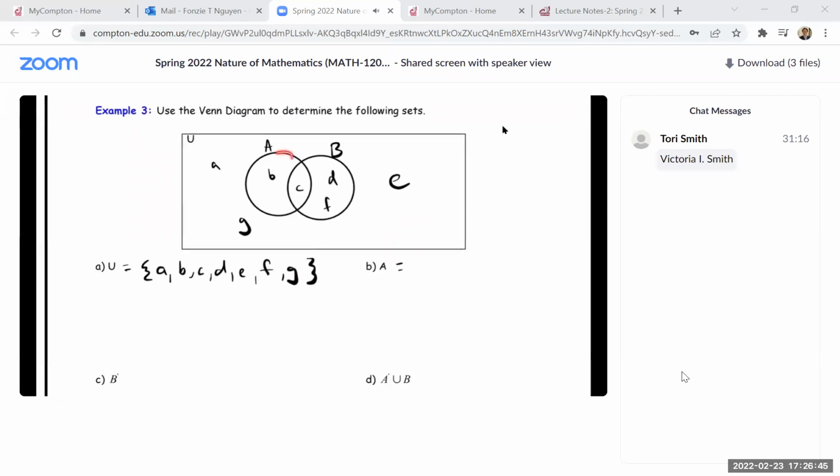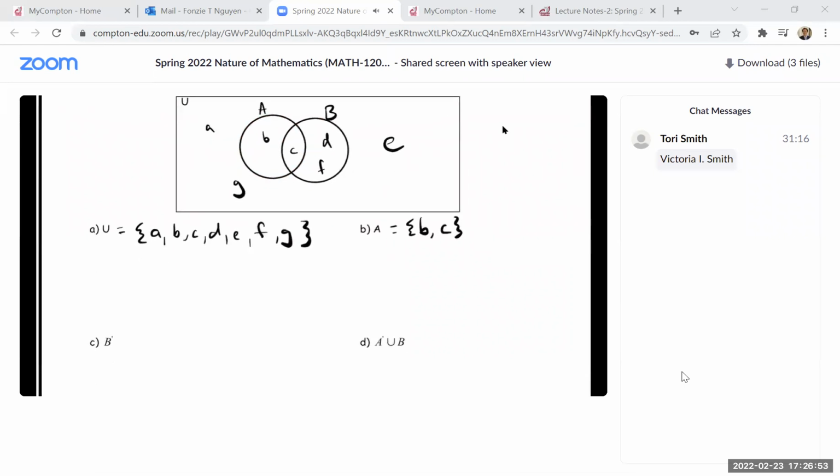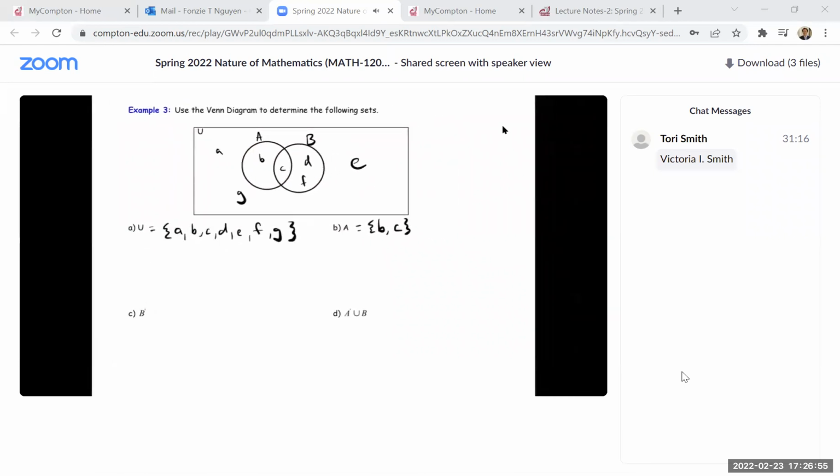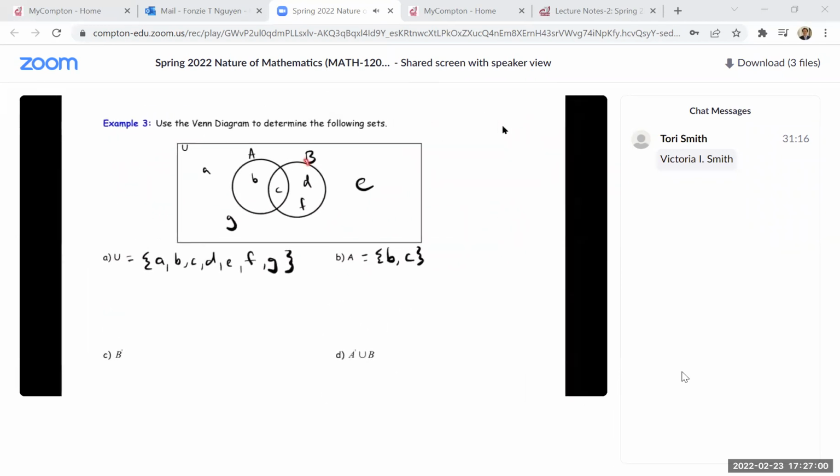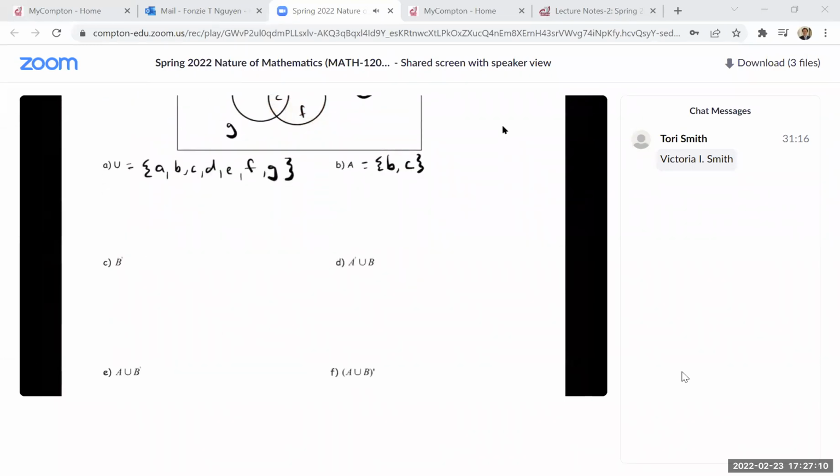B and C. Yeah, B and C. Very good. All right, what's in the complement of B? Careful with the apostrophe. The complement of B would be A, D, F, G, and E, everything outside of the circle B. Very good.